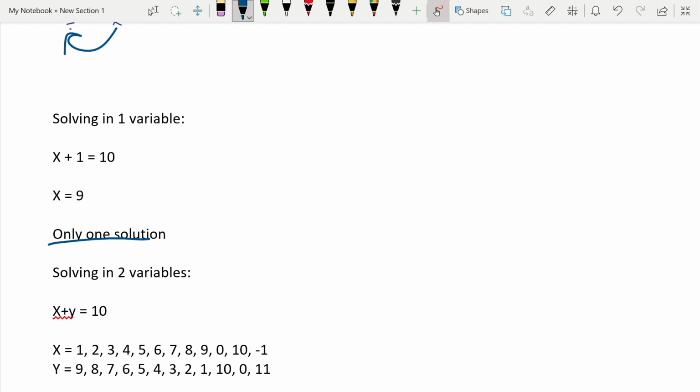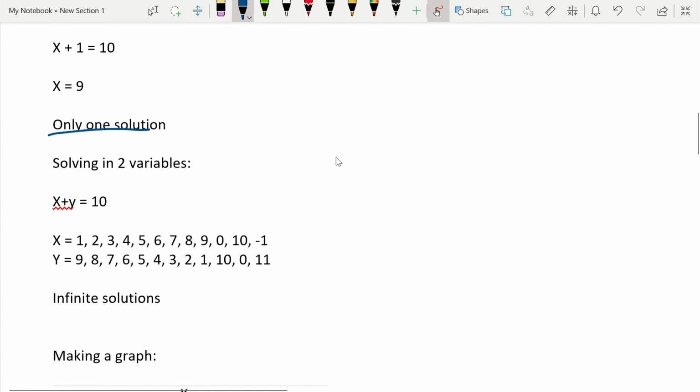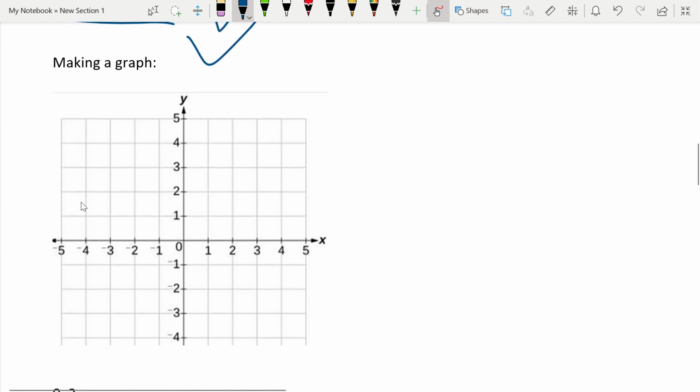Now, in two variables, look at what happens. x plus y is equal to 10. Now, x can be 1, where y is 9. x can be 2, where y is 8; 3, 7; 4, 6; 5, 5; 6, 4; 7, 3; 8, 2; 9, 1; 10, 0; 11, minus 1. So you can even expand that with negative numbers. So you've got so many solutions. There are infinite solutions, right? You've got infinite solutions.